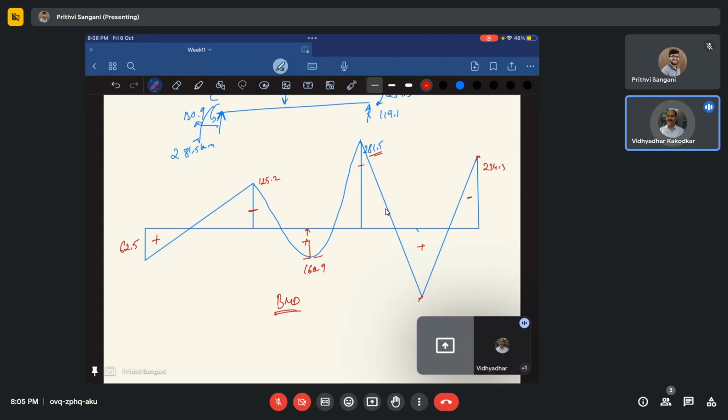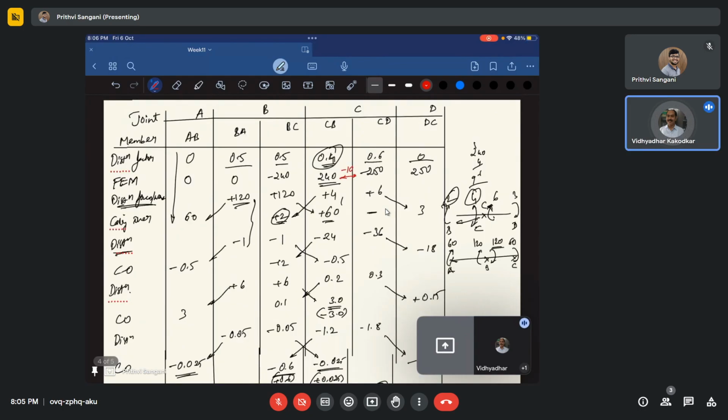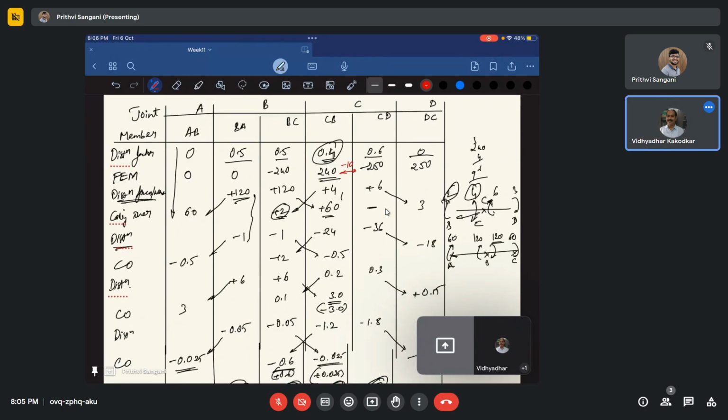When we're taking this distribution factor for BP, yeah, so the other end is pin. Why are we taking it as 4 by L? BC, right?